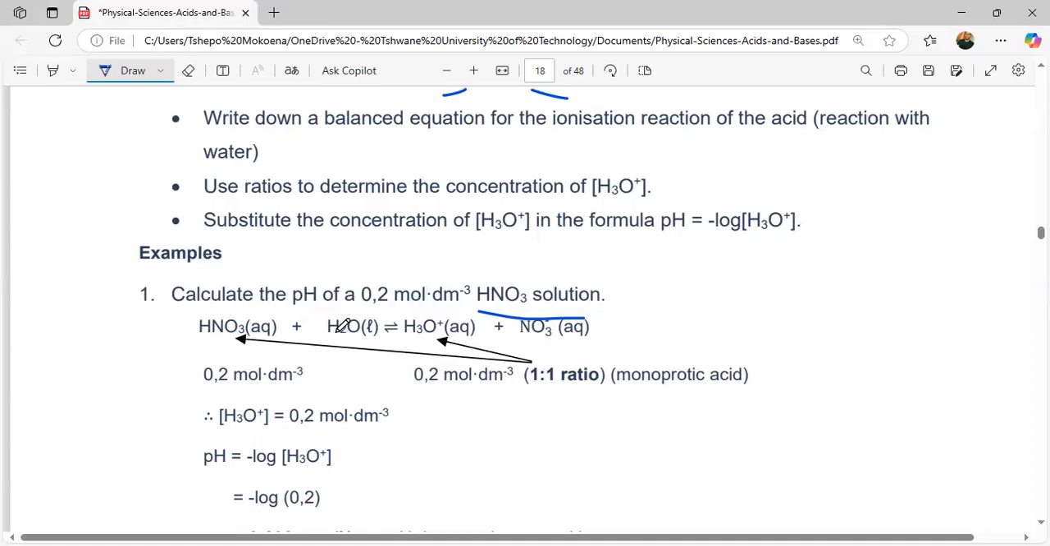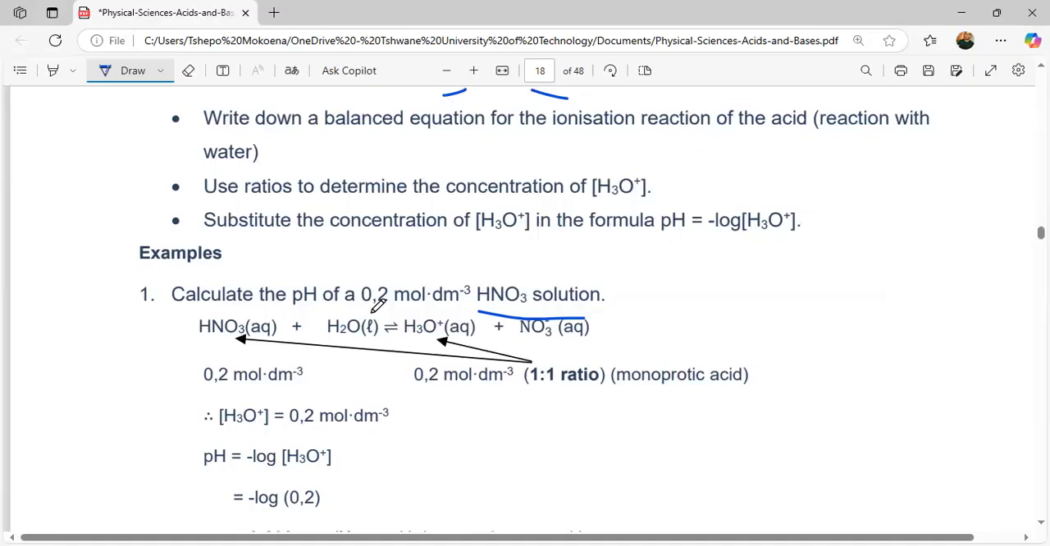Hydrogen, we have 1, 3. On this side, we have 3 hydrogens. We have 4 oxygens. We have 1, 3. We have 4 oxygens. Nitrogen, we have only 1, and on that side, we have only 1, so this equation is balanced. So, what are you calculating?